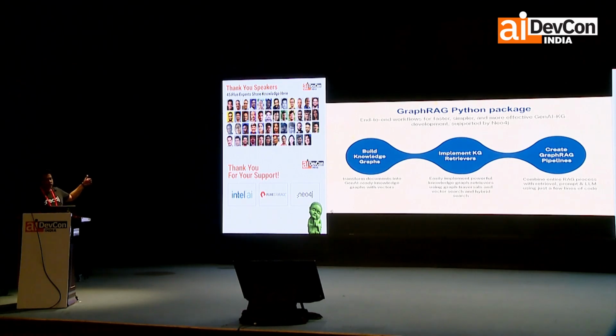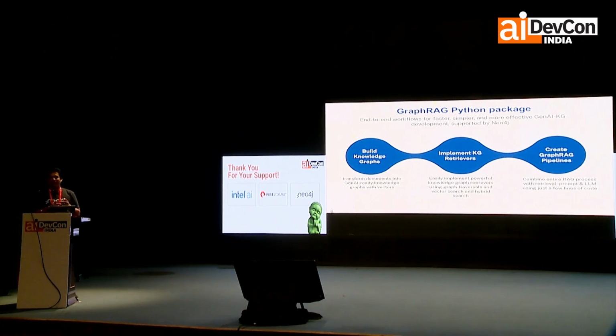So you can build a knowledge graph, you can implement your knowledge graph retrievers, and then you can create your GraphRAG pipeline out of it. When I talk about retrievers, we have a built-in vector retriever, a vector Cypher retriever, a hybrid retriever which does vector plus full text, and a hybrid Cypher retriever as well, which does vector plus full text plus a Cypher query. And then you also have something called text to Cypher.